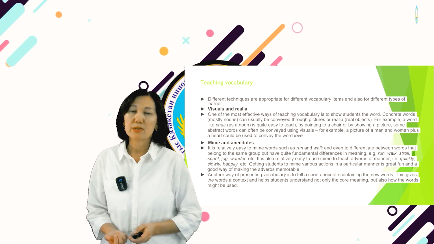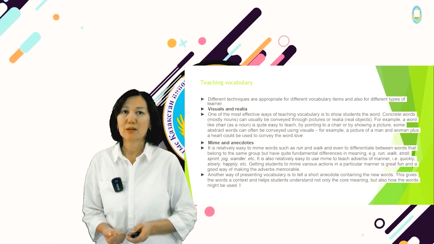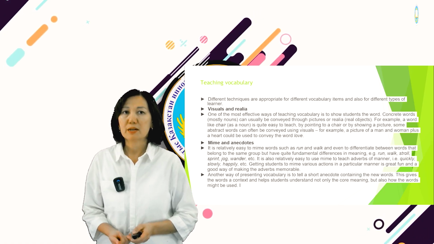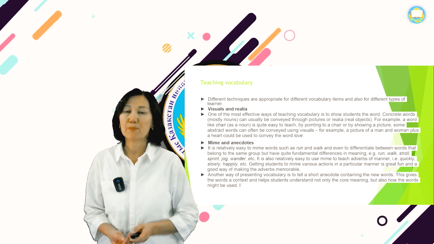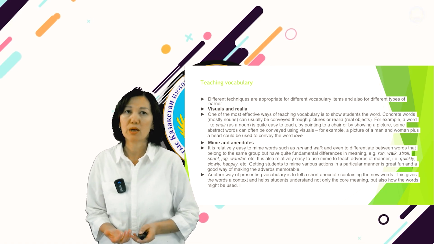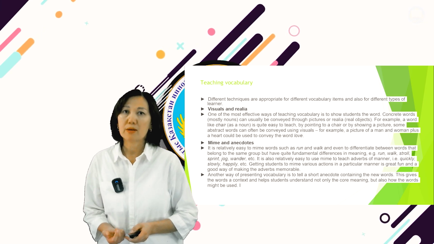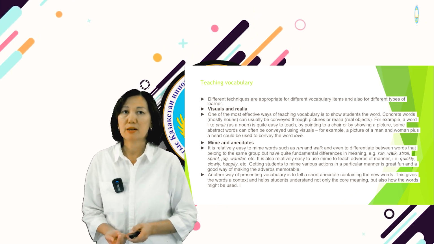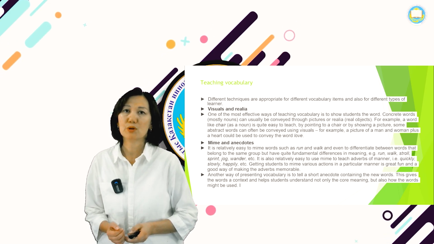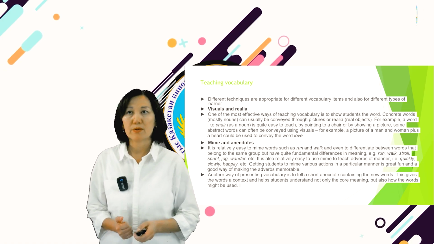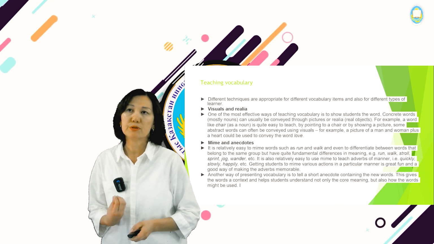So concrete words, mostly nouns, can usually be conveyed through pictures or realia, real objects. For example, a word like chair as a noun is quite easy to teach by pointing to a chair or by showing a picture. Some abstract words, however, can often be conveyed using visuals. For example, a picture of a man and a woman plus a heart could be used to convey the word love. Therefore, we say that visuals are really important.